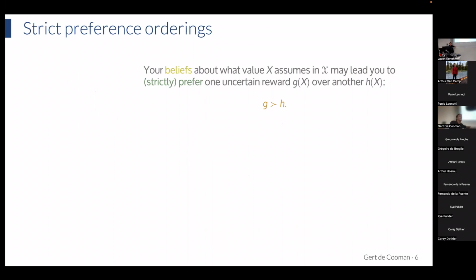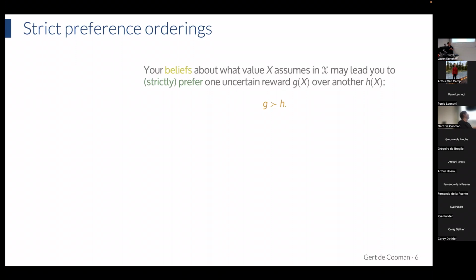So suppose that you're certain that your x is going to be x1, and the value of your gamble g in x1 is higher than the second gamble h in x1, then you will prefer g to h. That's a very simple example of the idea that whatever you believe about x may lead you to strictly prefer one uncertain reward over another. And we're going to denote that by g is strictly preferred to h.